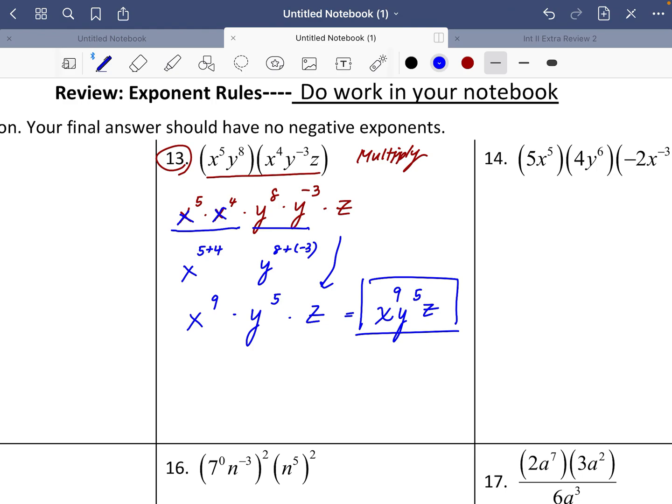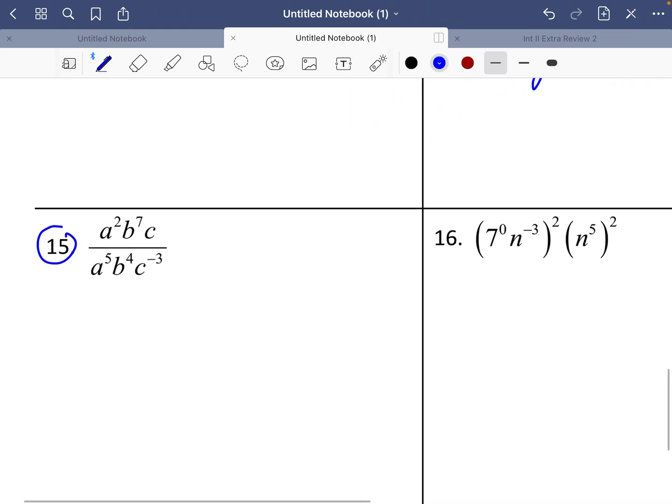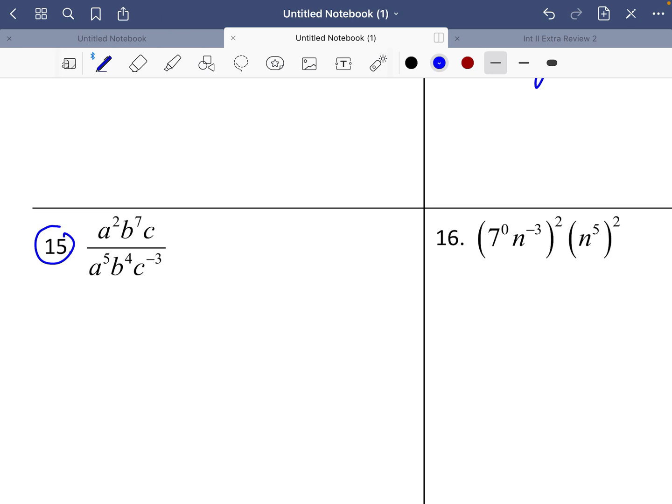Okay. The next one. Let's review number 15. In 15, you have a fraction, and c to the negative 3rd power is in the denominator. Whenever you have a negative exponent, for example, if you have 2 to the power of negative 1, that becomes 1 over 2. You're just flipping this upside down and changing the exponent to positive, which is 1/2.